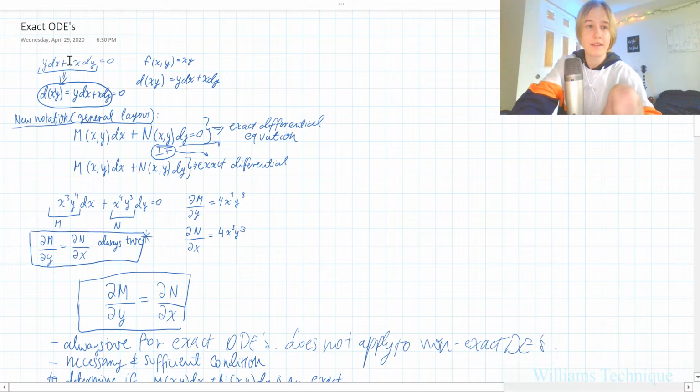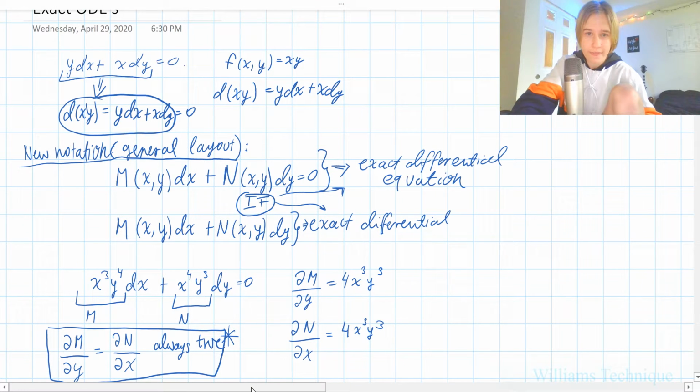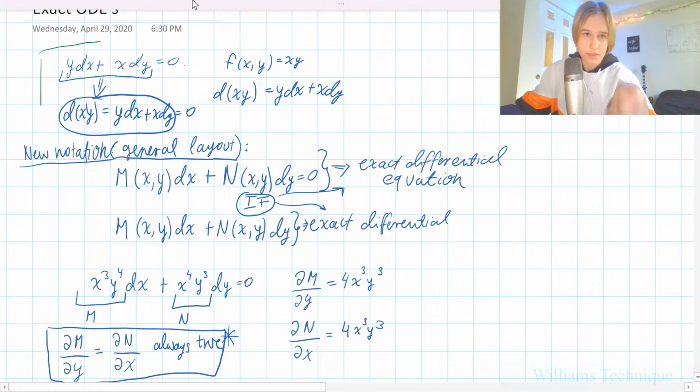We'll be going over exact ordinary differential equations today, which is just kind of like basic differential equations. So, essentially the main concept behind exact ordinary differential equations is, here's an example up top here.